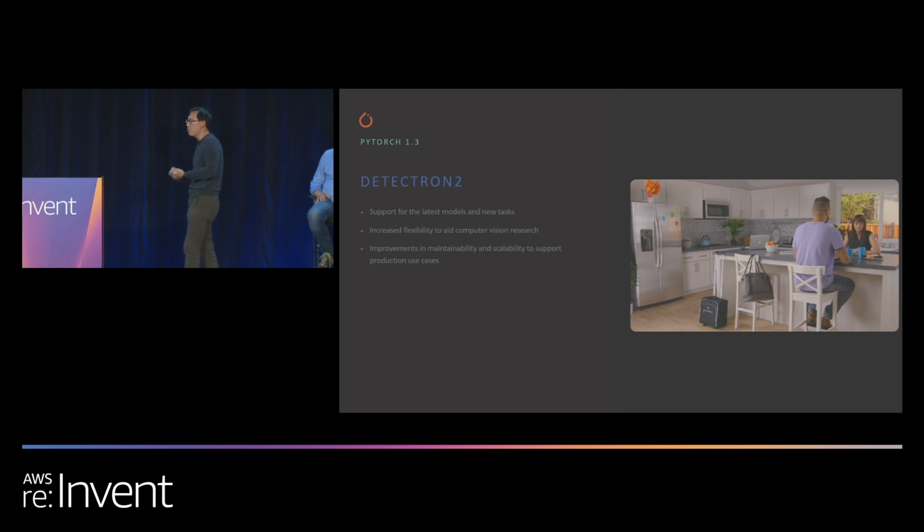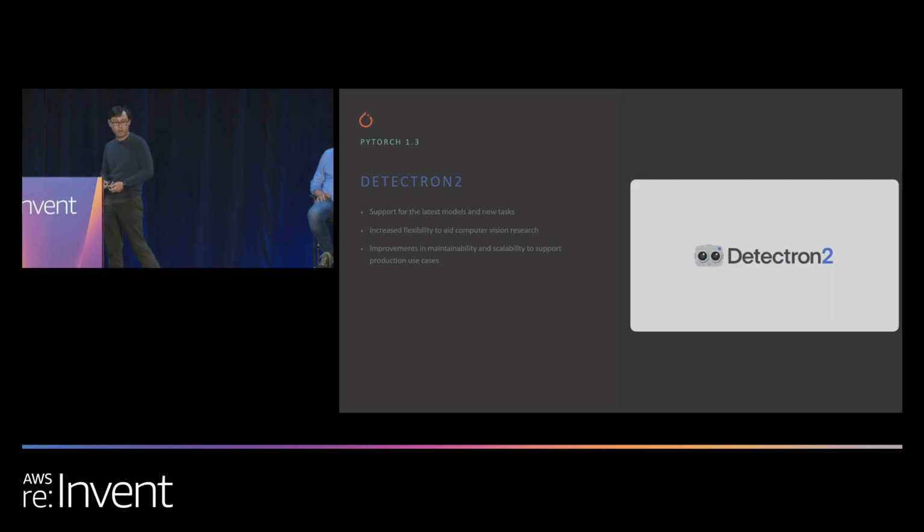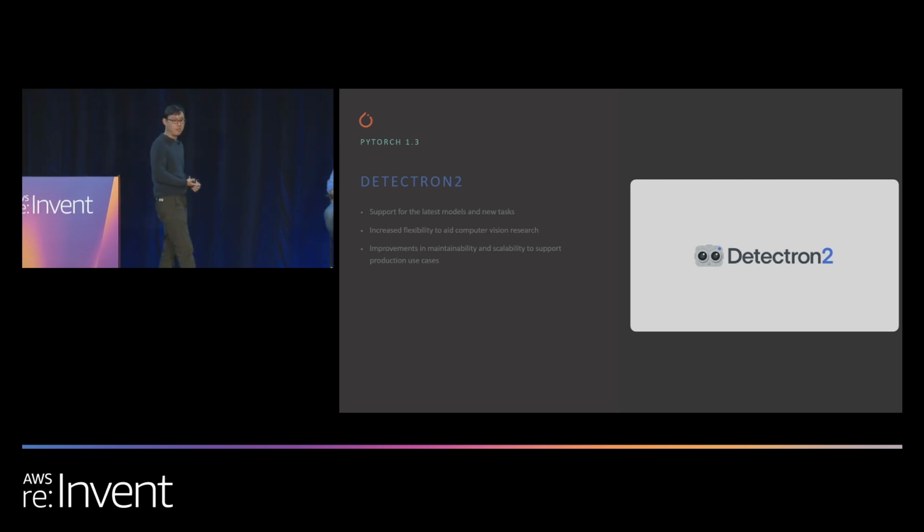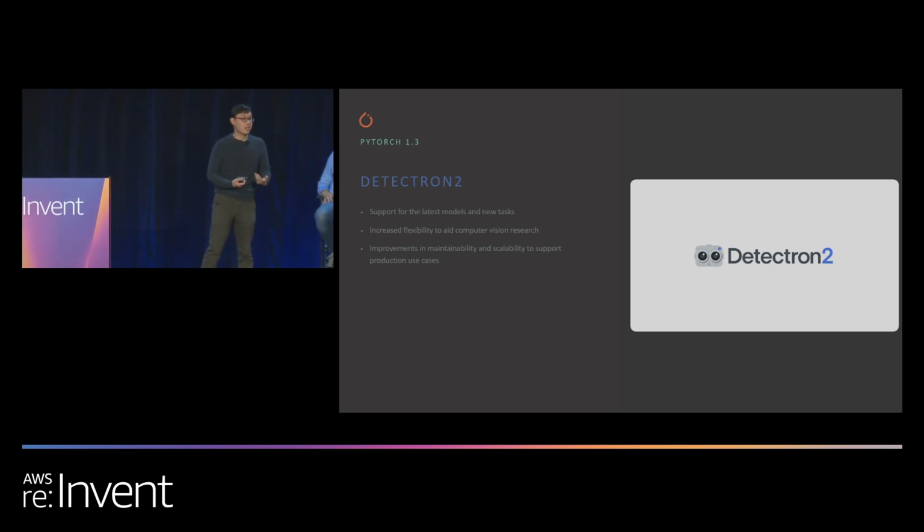Improvements over Detectron1 include support for the latest models and new tasks. We've increased the flexibility to aid computer vision researchers as well as people interested in deploying for production. And we have baseline improvements in maintainability and scalability to support our production users as well.